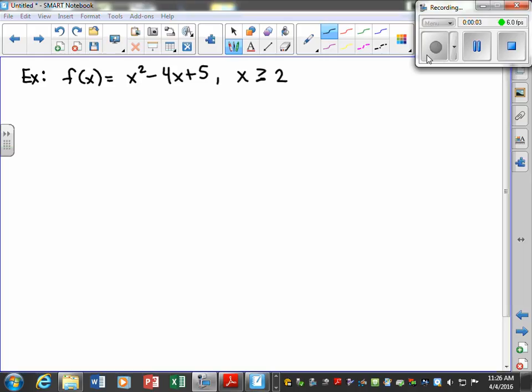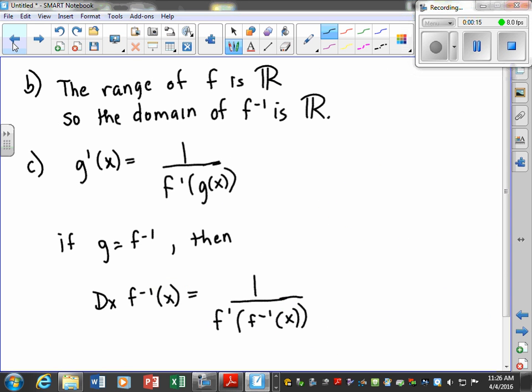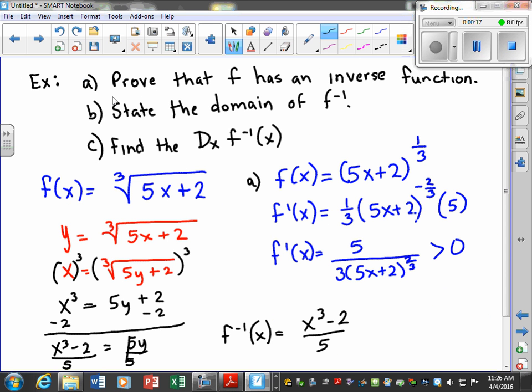Okay, let's see another example. We're given our function. It's restricted to x greater than or equal to 2. And we're going to do the same three parts. So we're going to prove f has an inverse, state the domain of f inverse, and find the derivative.